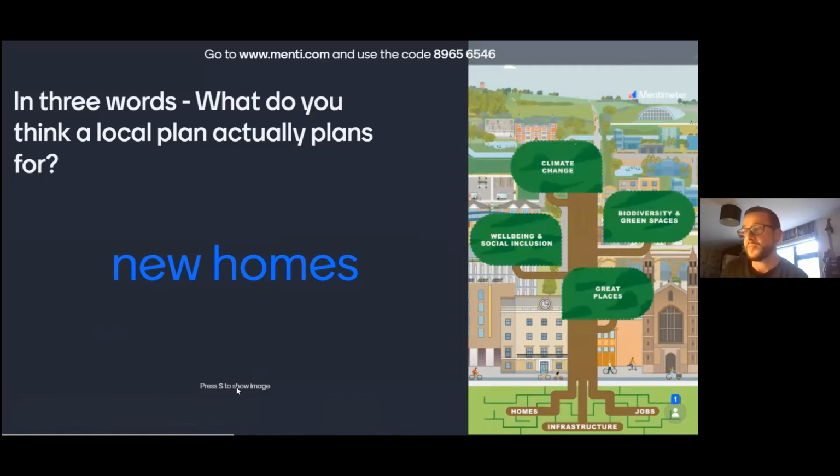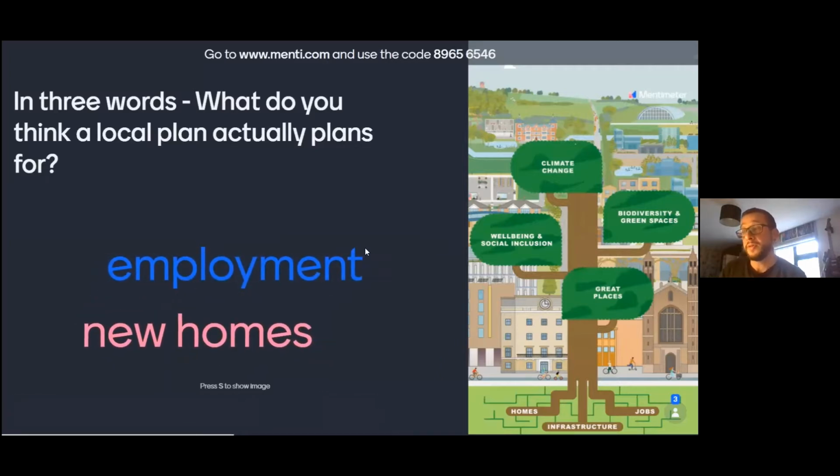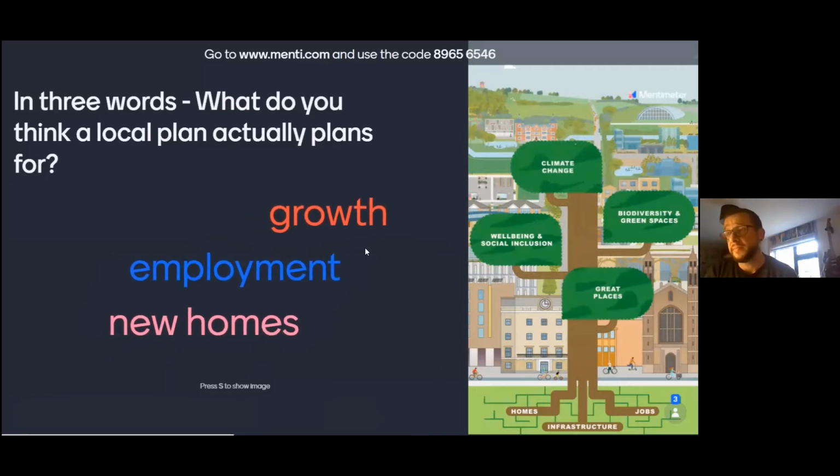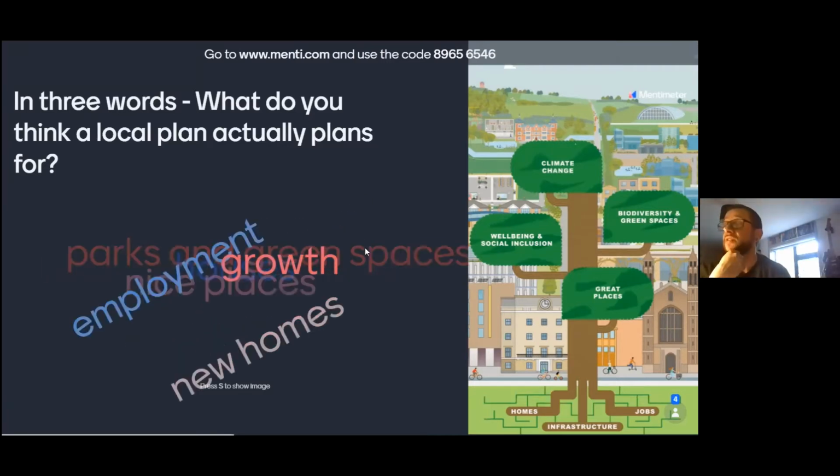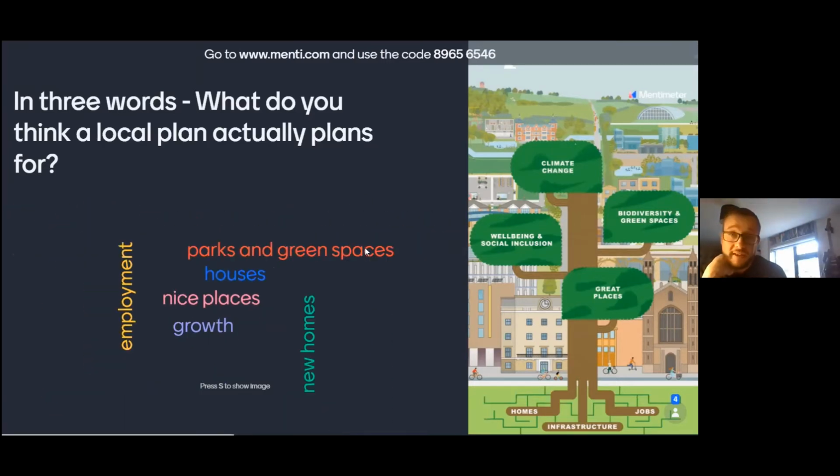I'm not seeing a huge amount coming through. Employment, yeah, absolutely. I think employment and homes are obviously really key. And growth is an interesting word, because obviously growth means lots of different things. Population growth requires new development, new housing, and we need to plan for future generations, to ensure that they have houses and places to work and new homes to live in.